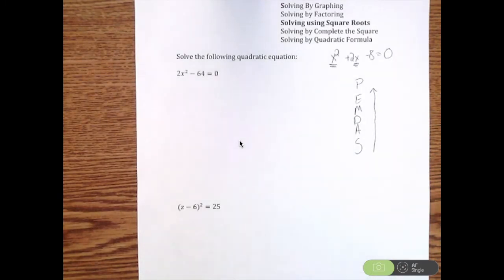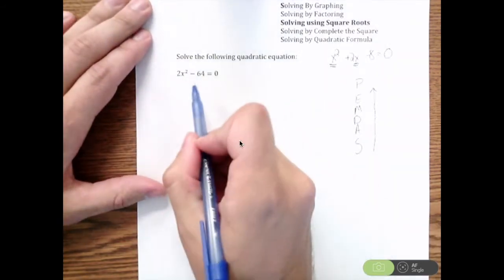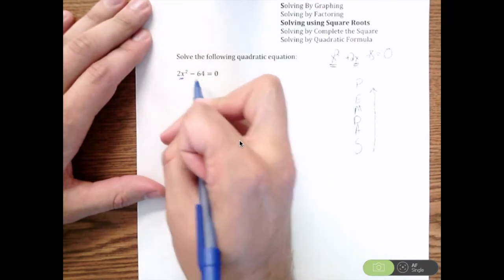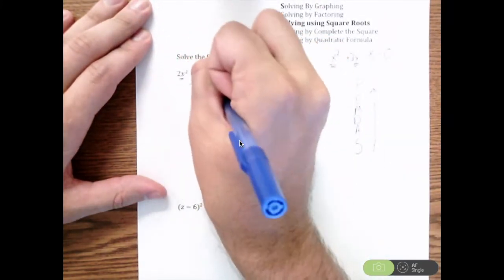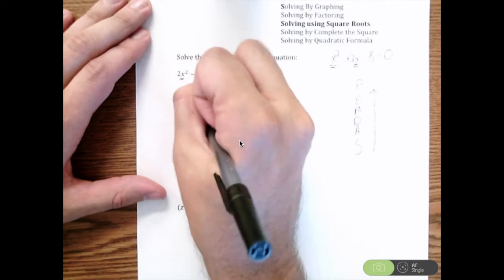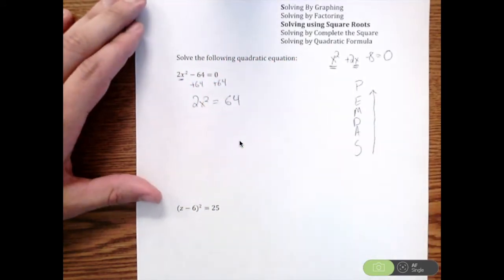So in this first problem, I have 2x squared minus 64 equals 0. Trying to get this x all by itself, the first thing I'm going to do is get rid of this 64 and move it to the other side. So I'm going to add 64 to both sides. That's going to leave us with 2x squared equals 64.